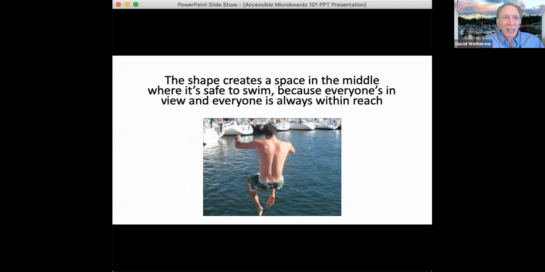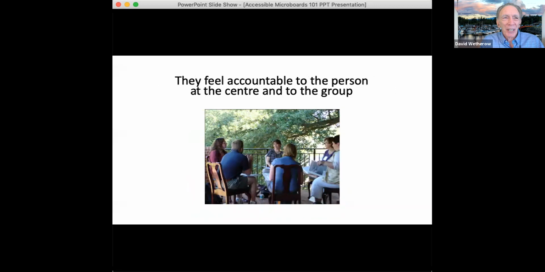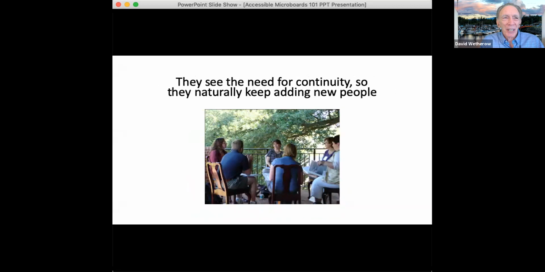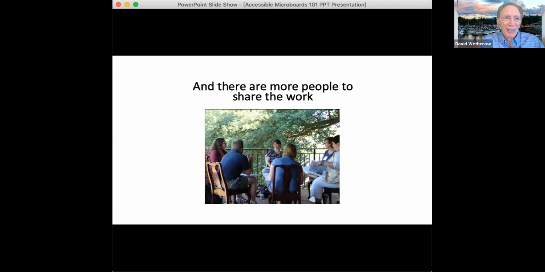are doing their work in companionship with each other, there's greater safety. And people can see and encourage and support one another. They feel accountable to the person at the center and to the group. They see a need for continuity, so they naturally keep adding new people. And there's a sense of energy and creativity and celebration. It's not just work, but there are more people to share the work.